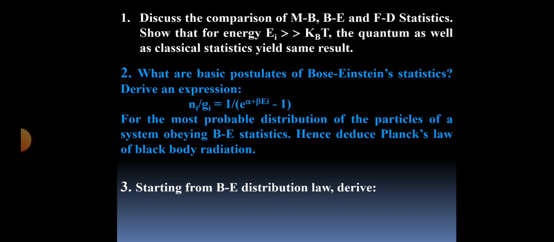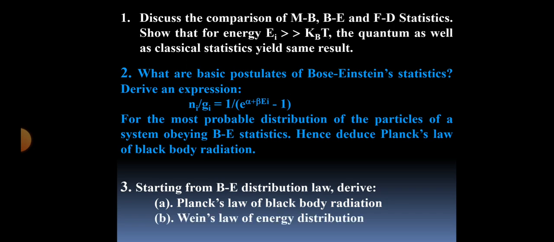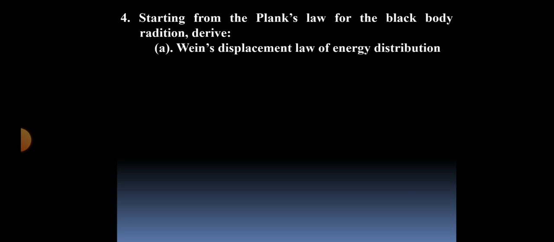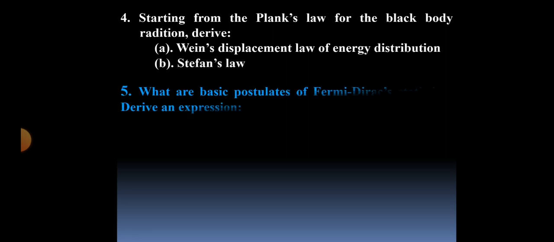Question number 3, starting from BE distribution law, derive number 1, Planck's law of black body radiation. Number 2, Wien's law of energy distribution. And number 3, Rayleigh-Jeans law. So we have to derive these three laws starting from Bose-Einstein distribution law. Question number 4, starting from Planck's law for black body radiation, derive Wien's displacement law of energy distribution, then Stefan's law. This is also an important question.